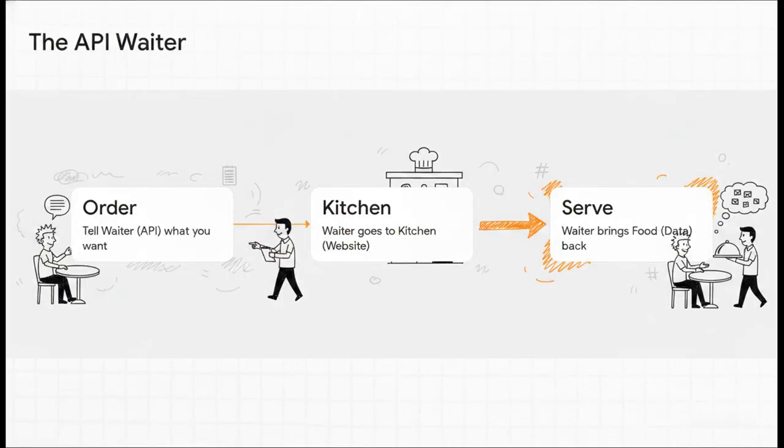Think about it like this. When you go to a nice restaurant, you don't just march right into the kitchen, start chopping the vegetables, and cook the food yourself, right? No. You talk to the waiter. It's a 3-step process. Step 1, you tell the waiter, our API, exactly what you want. Step 2, the waiter goes back to the kitchen, which is the website or the database. And step 3, the waiter brings the food, the data, right back to your table. You don't need to know how the kitchen works behind the scenes at all. You really just need to know how to give the waiter a precise order.